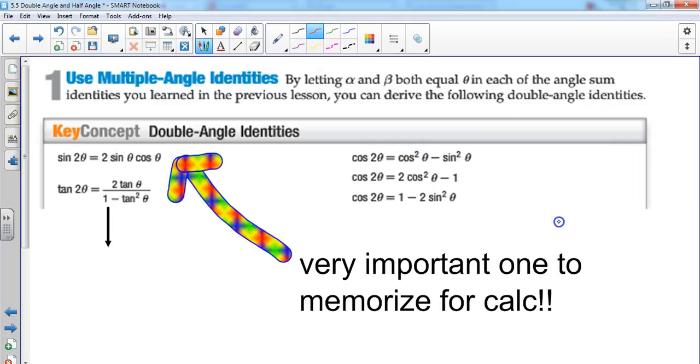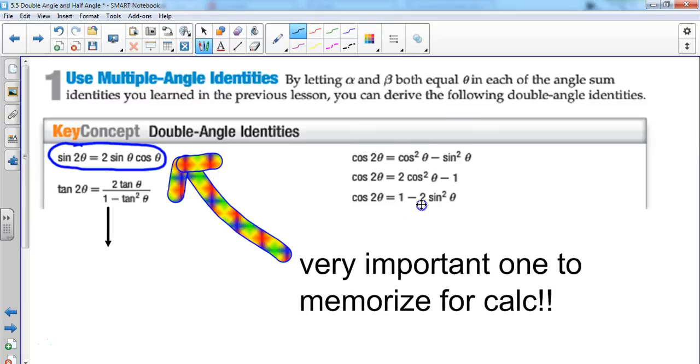The first thing we're going to talk about is double angle identities. For sine of 2 theta, there is only one trade possible, and it is a very, very, very important one that you should memorize. It's not that hard. Okay, sine of 2 theta is 2 times the sine times the cosine. 2 sine cosine is equal to sine of 2 theta.